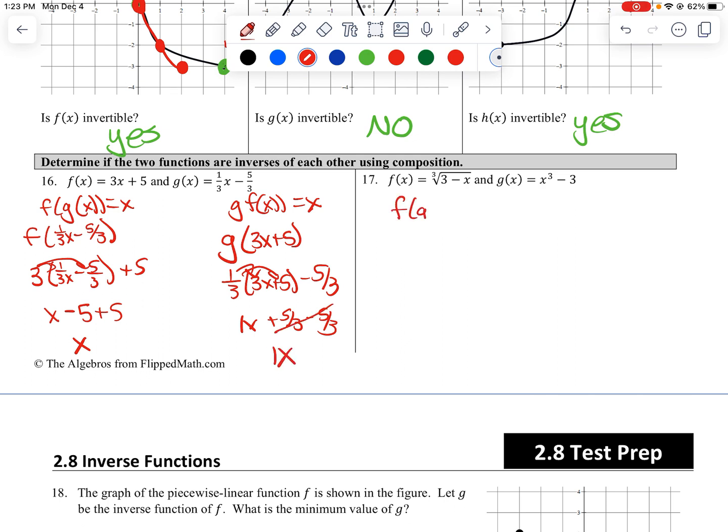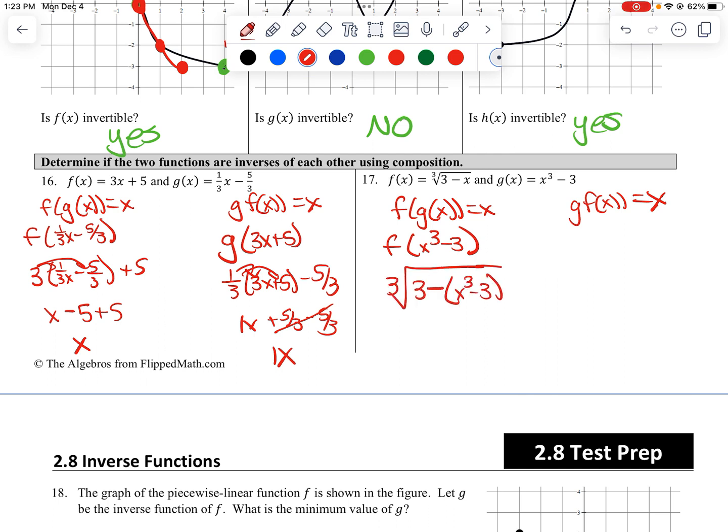All right, so does f of g of x equal x? And does g of f of x equal x? So f of g of x, so f of x cubed minus 3. So we got the cubed root of 3 minus x cubed minus 3. So the cubed root, if we distribute that, minus x cubed plus 3. So this is the cubed root of 6 minus x cubed. So that's going to be a no, because an x does not come out.